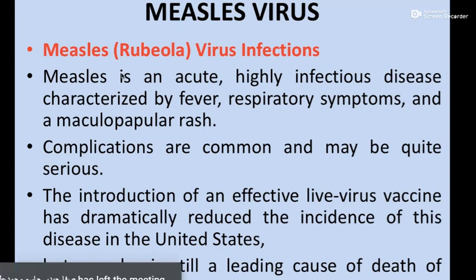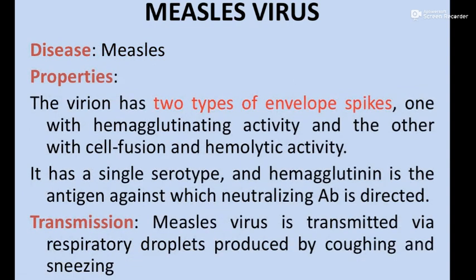Measles is acute and highly infectious, also contagious like mumps. It is characterized by fever and respiratory symptoms, followed by a maculopapular rash. Complications are common and may be quite serious. The use of the new vaccine has decreased the incidence of the virus. It used to be one of the fatal diseases in children and adults. The disease is measles, in Arabic al-hasba.